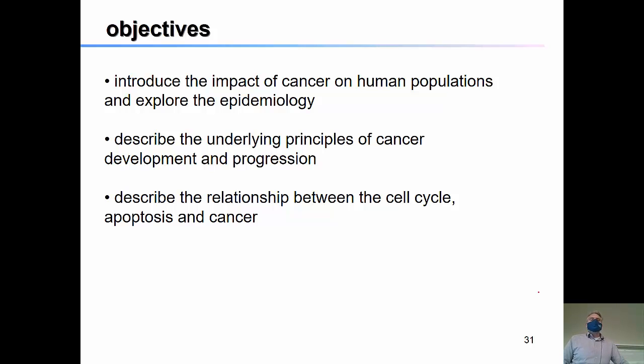And then the last things we're going to look at are the principles underlying how cancers develop. So we'll look at this in the next class. And then later we'll look at the importance of the cell cycle, which regulates when a cell replicates, and apoptosis.